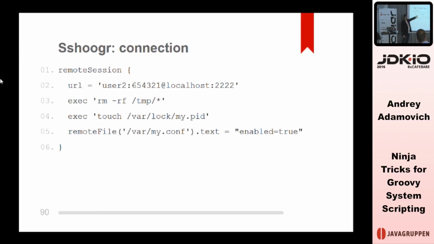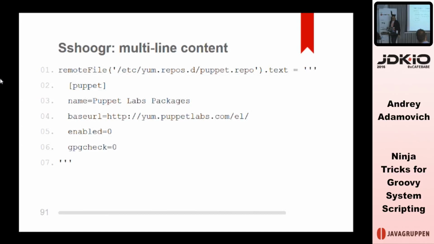And then you can just execute remote commands, something like remove stuff or touching stuff. It also provides some remote abstractions that allow you to work with remote files in the same way as you would with a local file. So in this particular case, we assign the full contents of a file to some value. And of course, it will be the remote file that will be changed, not the local file, and it will happen in the context of this remote session.